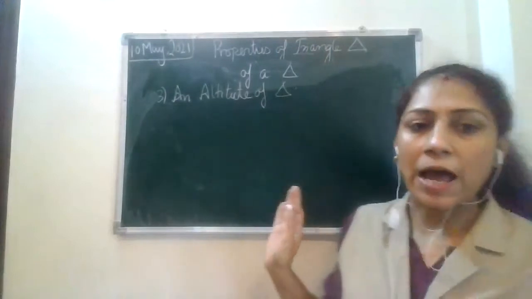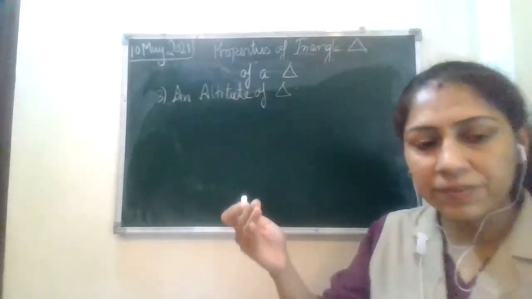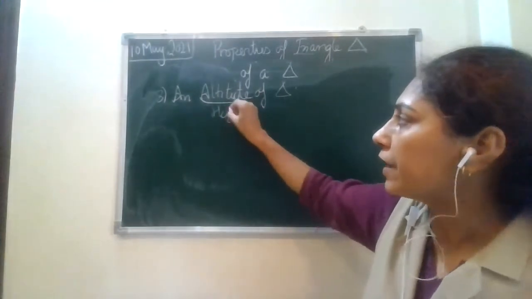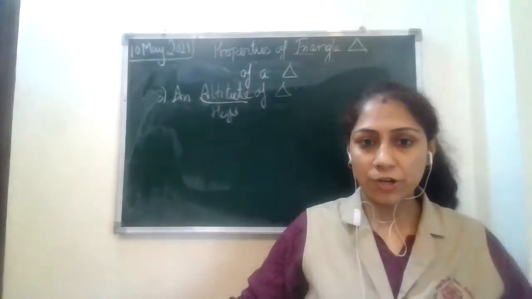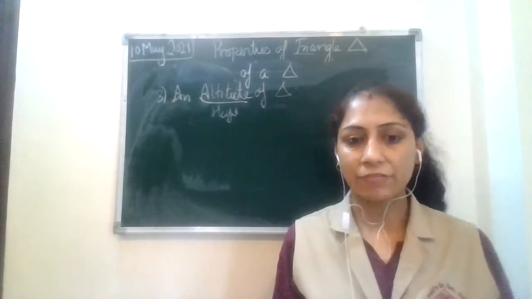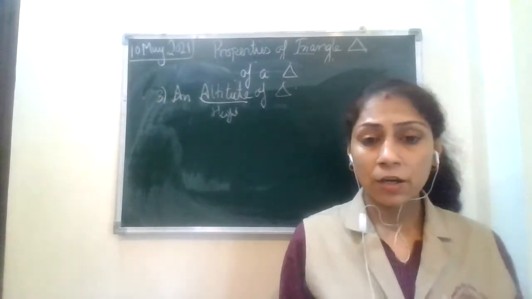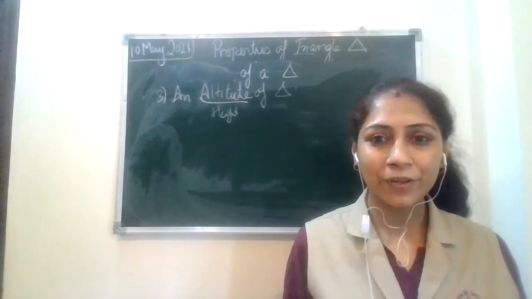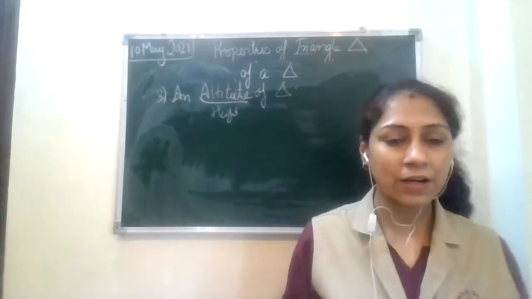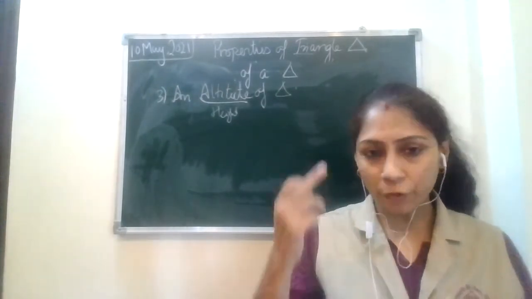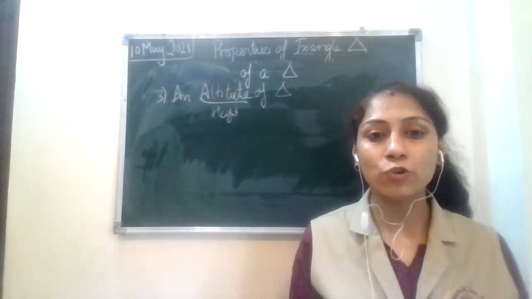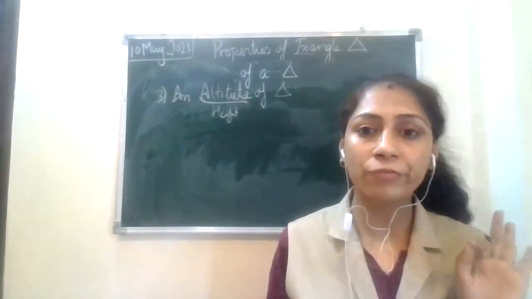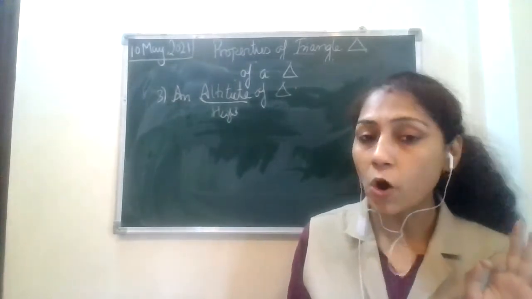Basically, I have simplified it. The meaning of altitude is your height. If you stand straight, you have the height. You make 90 degrees with the floor. If you measure your angle with the floor and it comes out to be 90 degrees, you are measuring your height. Remember this as a catch: the meaning of the term altitude is height.